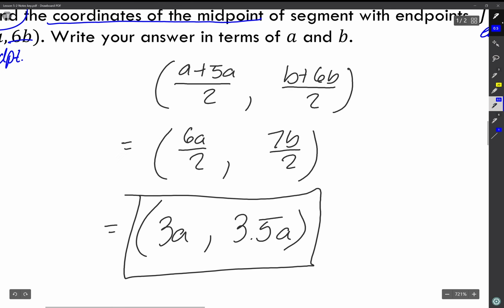Now we simplify. A and 5A add up to give me 6A over 2. Then B and 6B add up to give me 7B over 2. Okay, so now we simplify. We'll get rid of that divided by 2 there, and we'll have 6A over 2 is 3A, and 7B over 2 is 3.5B. That's our answer.